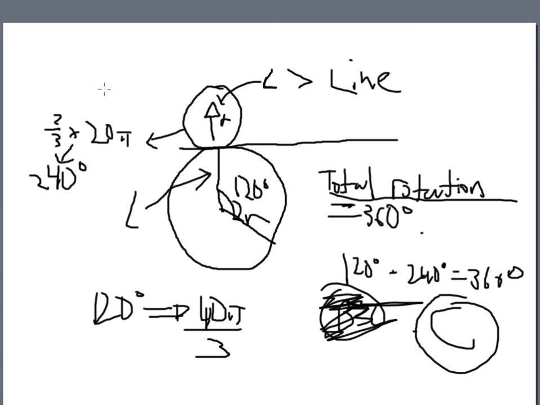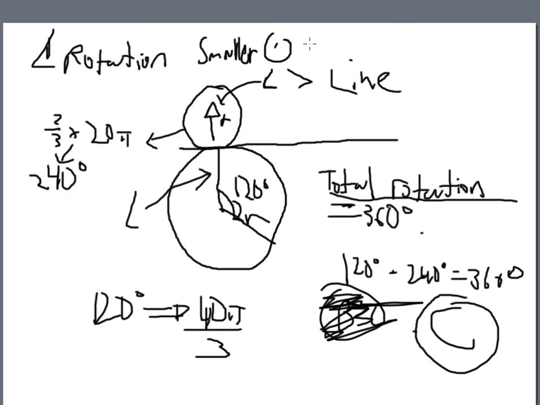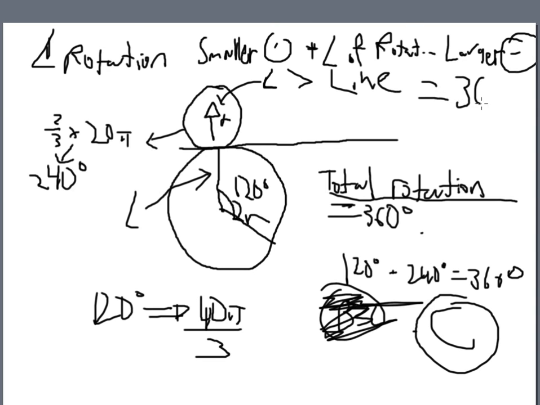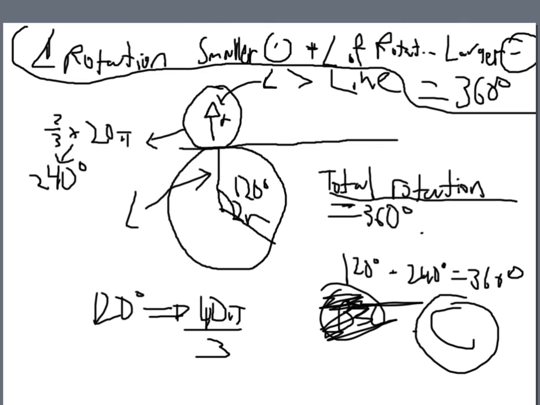So basically, you're just trying to find the angle of rotation of the smaller circle plus the angle of rotation of the larger circle is equal to 360 degrees. This is basically a summary, the main part of what you're trying to find.